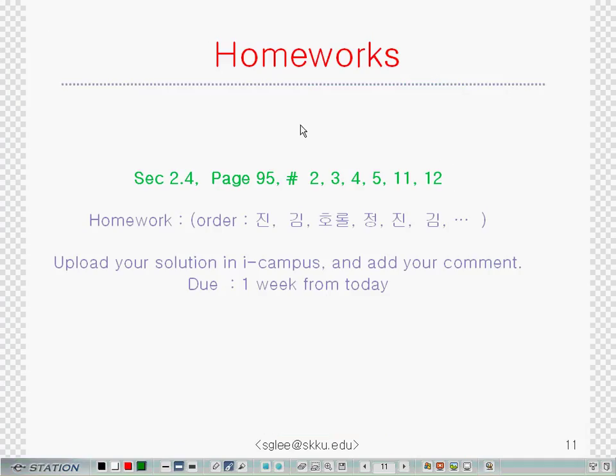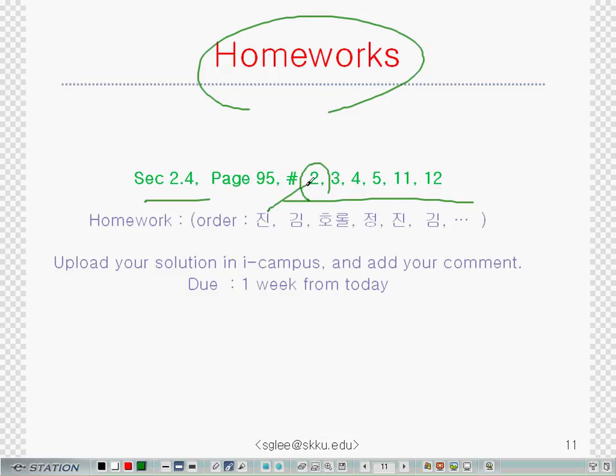Here in section 2.4, you can think about problems 2, 3, 4, 5, and 12. These are very, very interesting problems that you should know. Okay, same thing.